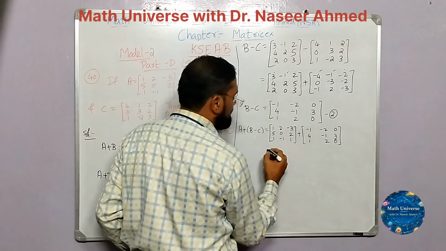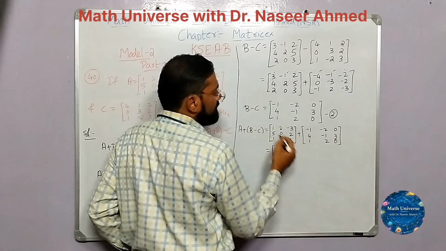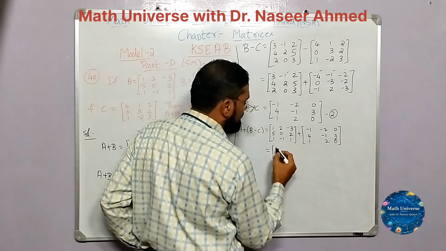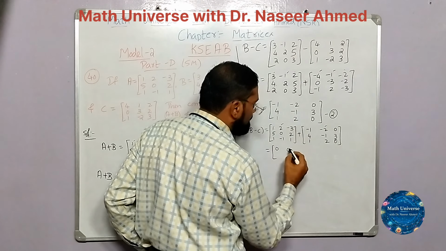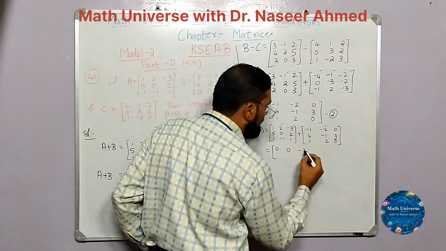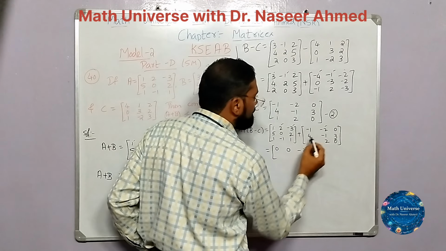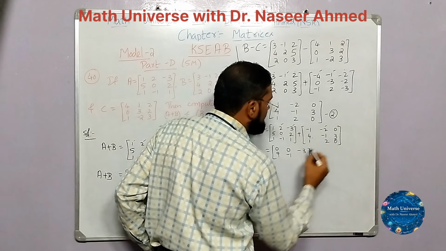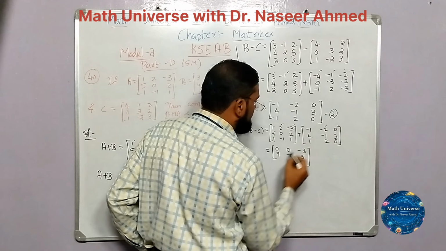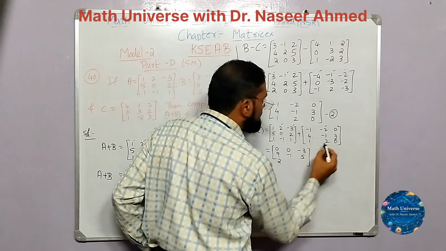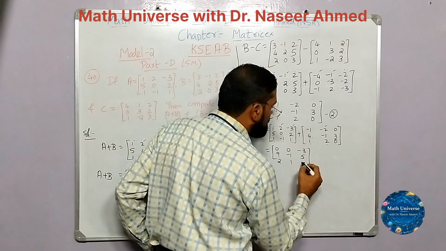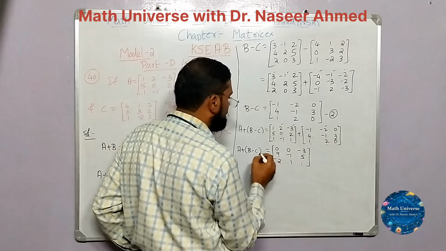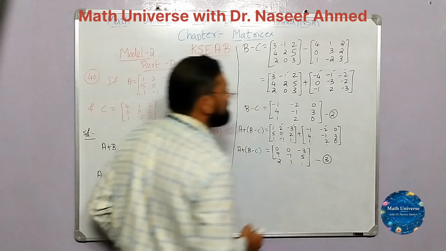Now let us simplify this. Now I hope I can just complete without much reasoning. 1 minus 1 will be 0, 2 minus 2 will be again 0, minus 3 plus 0 will be minus 3, then 5 plus 4 will be 9, 0 minus 1 is minus 1, 2 plus 3 is 5, 1 plus 1 is 2, minus 1 plus 2 is 1, 1 plus 0 is 1. A plus B minus C. This is equation number 3.